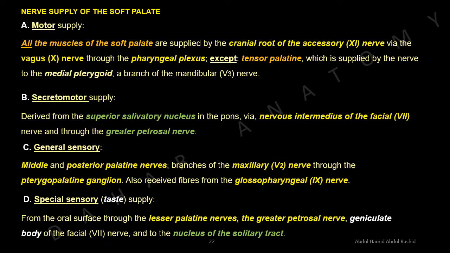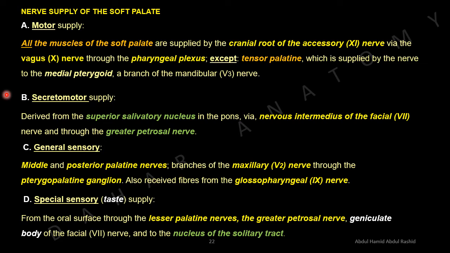Nerve supply of the soft palate. A. Motor supply. All the muscles of the soft palate are supplied by the cranial root of the accessory nerve via the vagus nerve through the pharyngeal plexus, except tensor palatini muscle, which is supplied by the nerve to the medial pterygoid, which is a branch of the mandibular nerve.